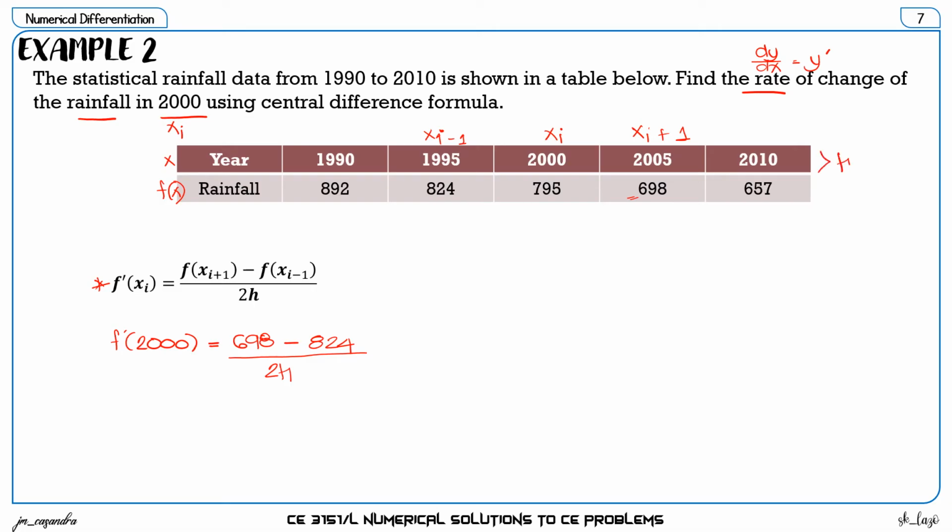in which h is taken as the difference of the values of your x's, which is equal to 5. So this one is equal to 10, that's 2 times 5. With that, f prime, or the slope, or the rate of change of rainfall for year 2000 is equal to negative 12.6.